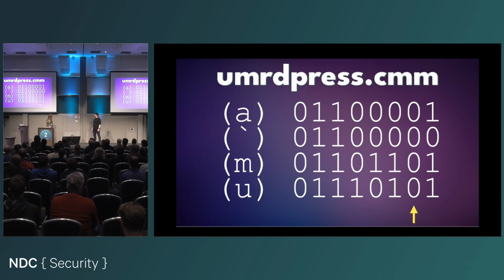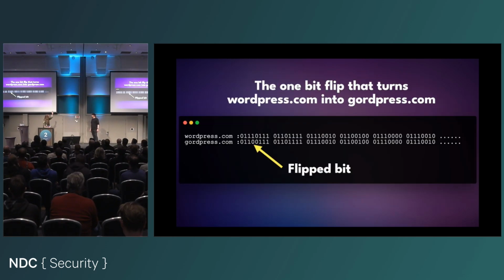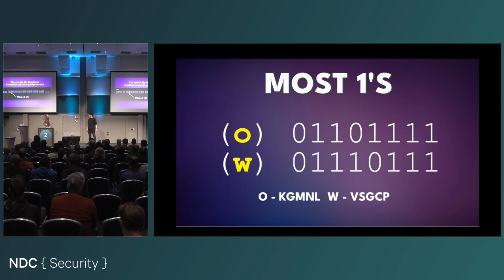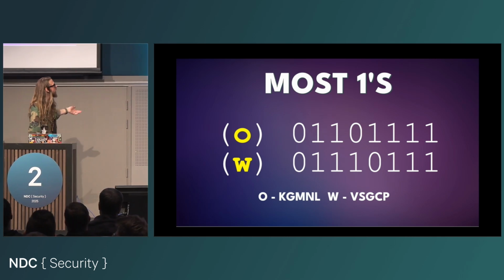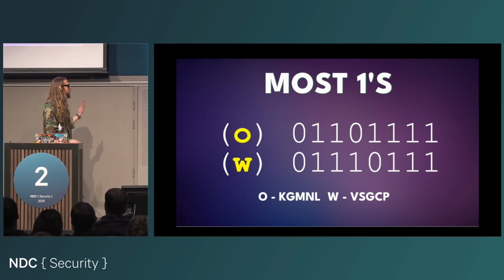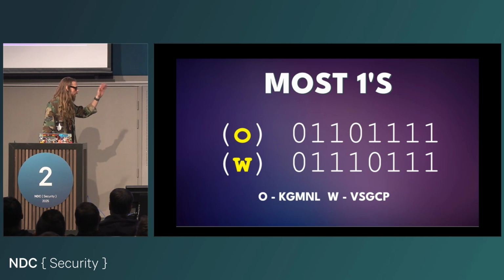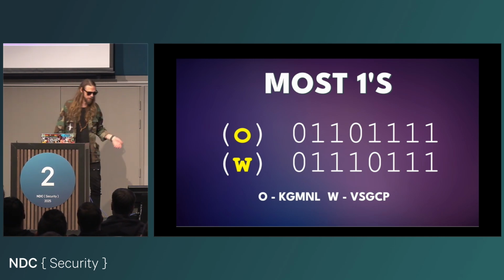Nice. And if we look into these domains that we had to play around with to begin with, this is WordPress and this is GordPress. The only difference between these two is one single bit changing, from 1 to 0, that's all, inside this whole binary string. So since we now know that the characters with the most ones, and the most probable to flip, are O and W, that have all these other siblings, which of those are most likely to flip?